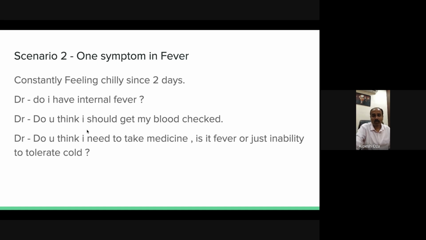Let us go to scenario 2. In the second scenario, we see that the patient feels constantly chilly. Internal fever is there, or I am feeling feverish. Should I get my blood checked? Do you think I need to take medicine? Is it fever or is it just the weather changes which is bothering me? What will you do in such a case?